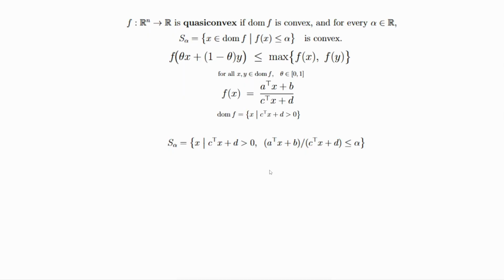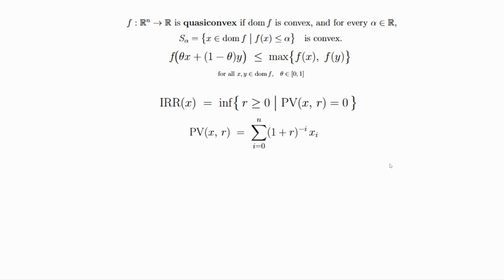To see why, we first take the alpha sublevel set, and we get this expression here. Doing some rearranging, we see that this is just the intersection of an open half space and a closed half space, which is, of course, convex. The same argument works for the superlevel sets, so we're done.